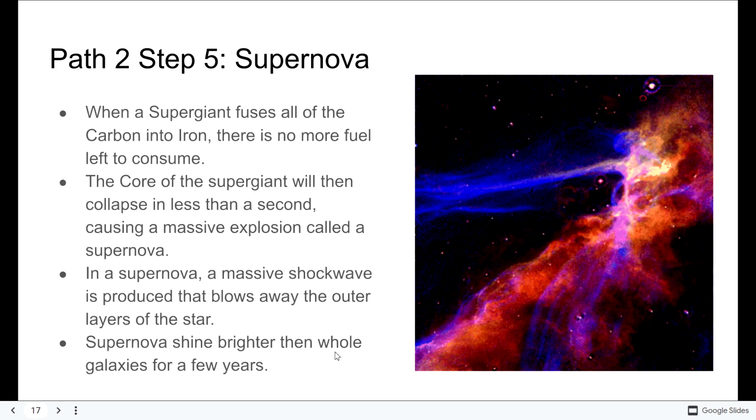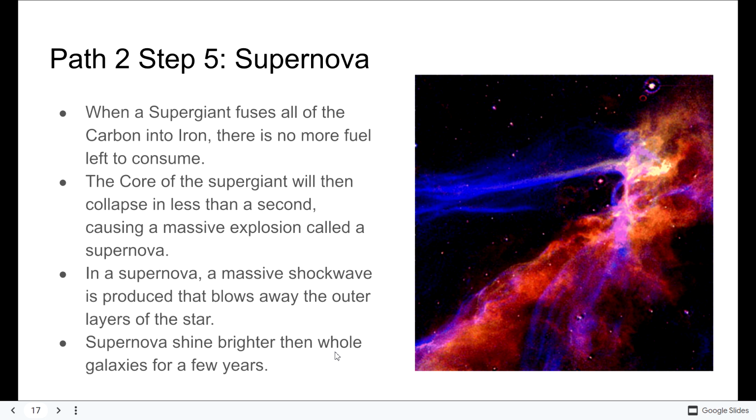Step 5 for the red supergiant is it's going to die off and become a supernova. Once it's fused all of its carbon, it goes through the process of fusing the hydrogen, fusing the helium into carbon, then it fuses carbon into iron. Once it's done that, the core is all iron. There's no more fuel left to consume. It's completely done. There's nothing else it can do. It's going to collapse in on itself in less than a second. So once it's done, it just collapses.